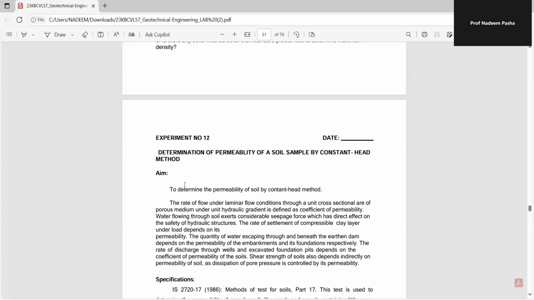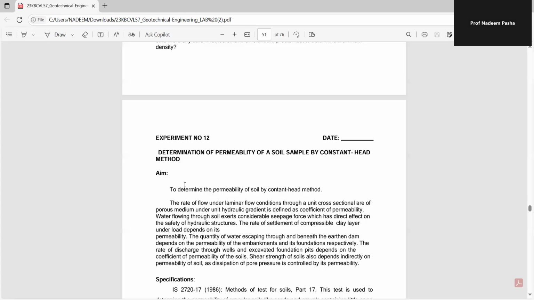As you know, there are two types of flow, laminar flow and turbulent flow. So if the rate of flow is under laminar flow conditions through a unit cross-sectional area of porous medium under unit hydraulic gradient, it is known as the coefficient of permeability. Unit hydraulic gradient is normally calculated with the formula i equal to h by L.